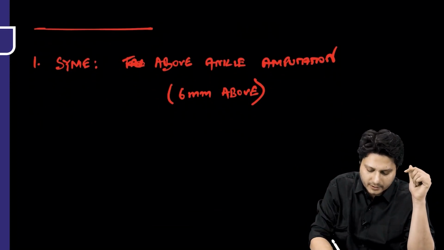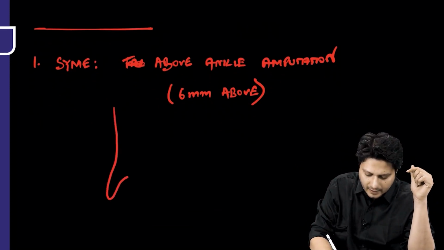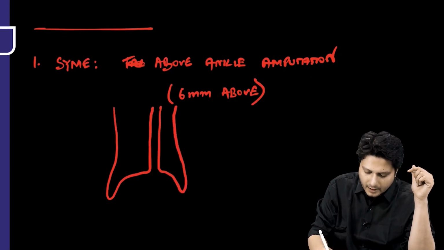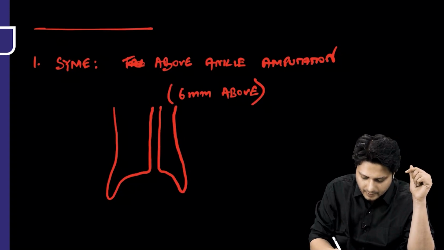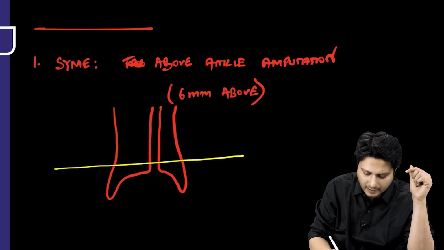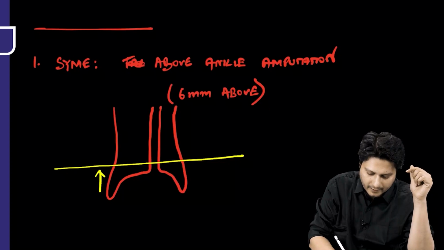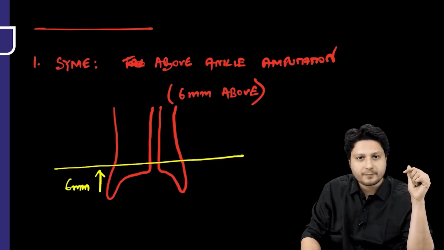Now, what is Syme amputation? Just try to understand. If this is the distal end of the tibia and this is the distal end of fibula, if you are performing an amputation at this level, that means 6 millimeters above the level of the ankle joint, then it would be called as Syme amputation.